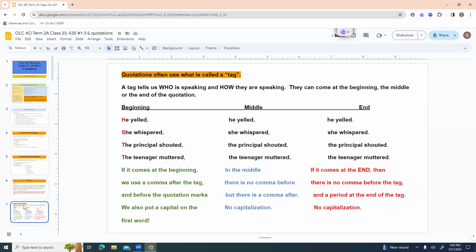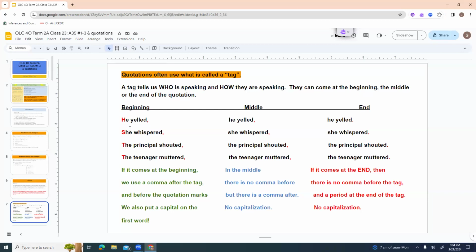The big thing is, along with quotation marks, there's usually something called a tag. And the tag tells us who is speaking, and it tells us how they are speaking. And tags can come at the beginning, before the quote, in the middle of the quote, or at the end of the quote. So I've put some examples here so you can see how the exact same tag would look depending on whether it was at the beginning or in the middle or at the end. And I've put the changes in red, which is easier to see with the letters. With the punctuation, they're so small, it's a little bit harder to see.